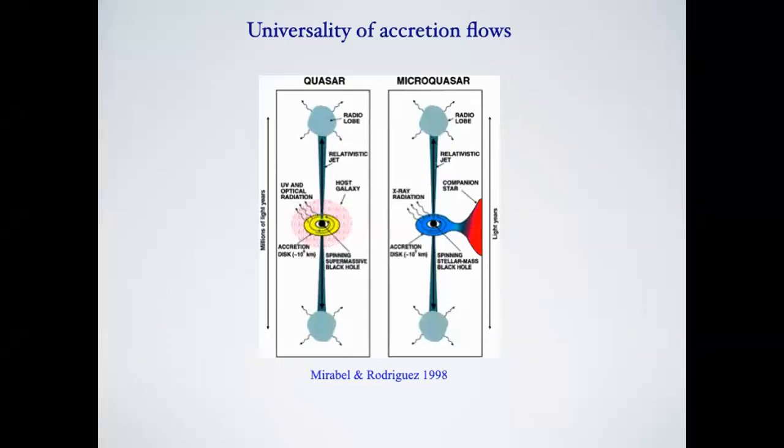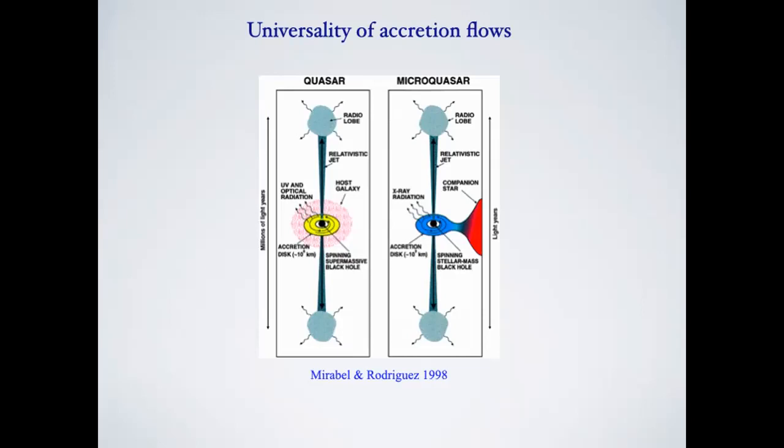So now I'll talk about what is the universality that is present in the accretion flows. Like I showed you what happens in a black hole binary system where you have an accretion disk and jets present in the system. But on the other hand, in quasars, you also have a similar process. You have an accretion disk and jets that are present.